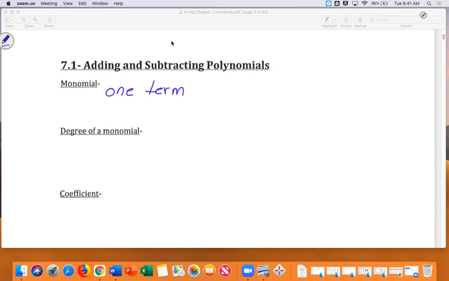Okay. So moving forward with this, monomial means one term. Degree of a monomial, it's kind of funky. It is the sum of the exponents. The sum of the exponents. It is. The highest. Not with monomial. So you're thinking of the other ones we're going to get to.